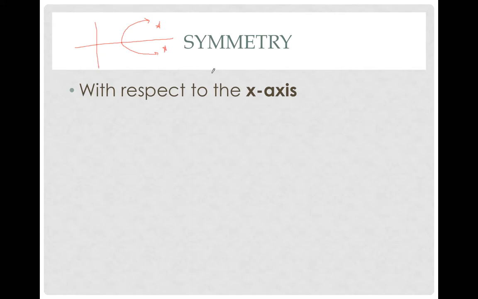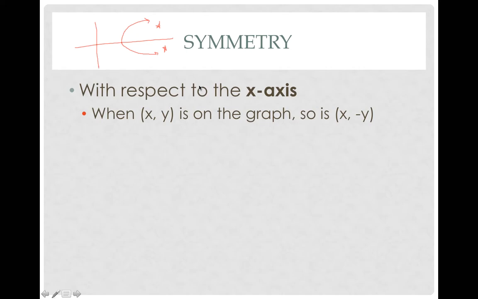But we can have equations that represent this line, and we could talk about it as being symmetric about the x-axis. And here's what usually throws people: the definition. If x comma y is on the graph, so is x negative y.